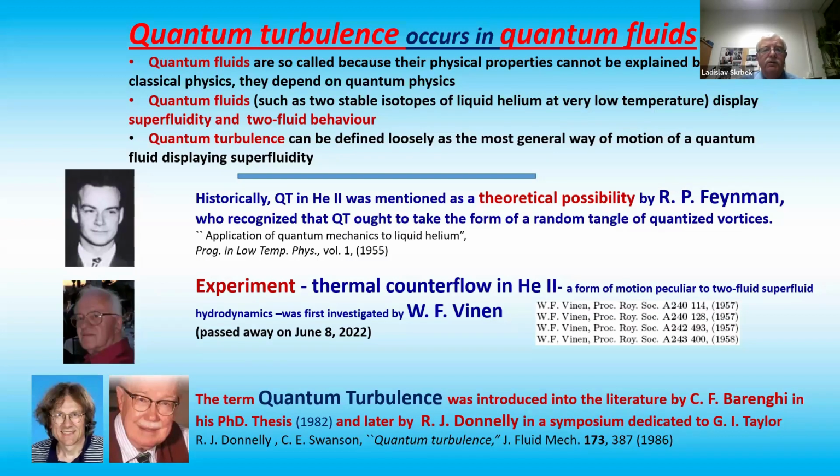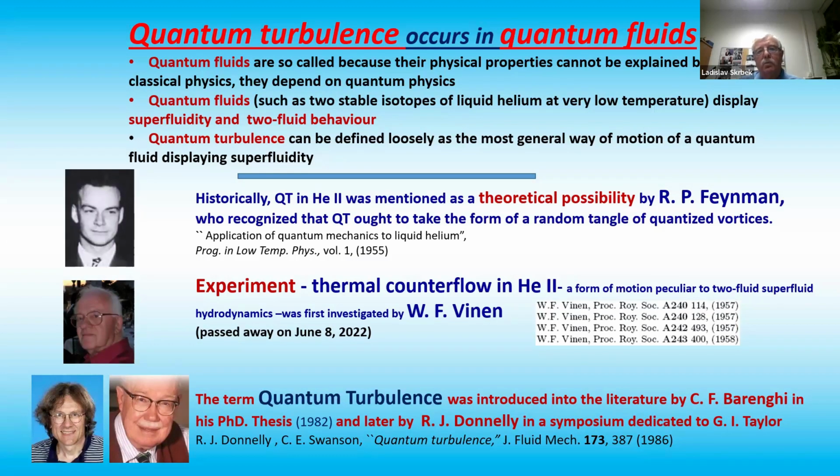Quantum fluids differ from ordinary classical viscous fluids in three important respects. They display superfluidity at certain conditions. At finite temperature, they display two-fluid behavior. And the circulation in quantum fluids is quantized, and the fluid just contains quantized vortices in it.